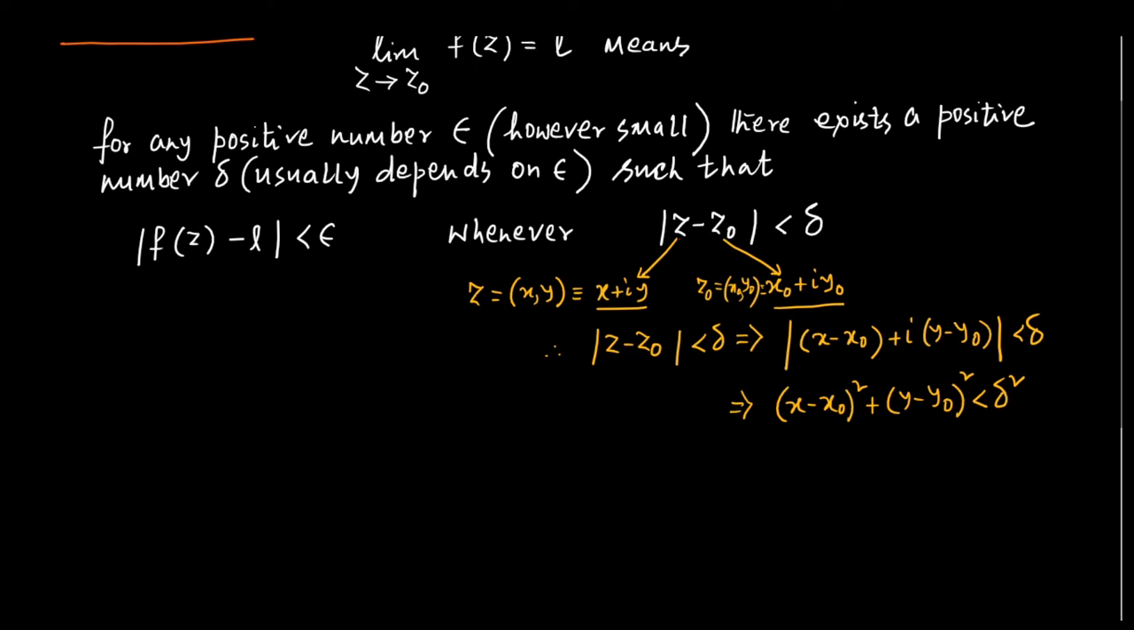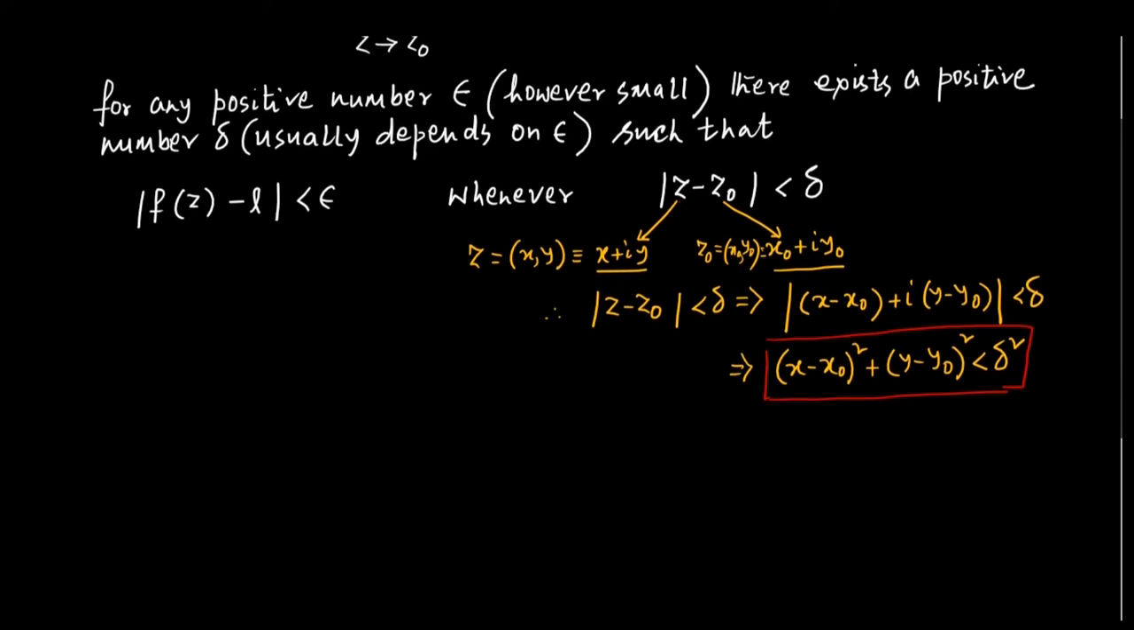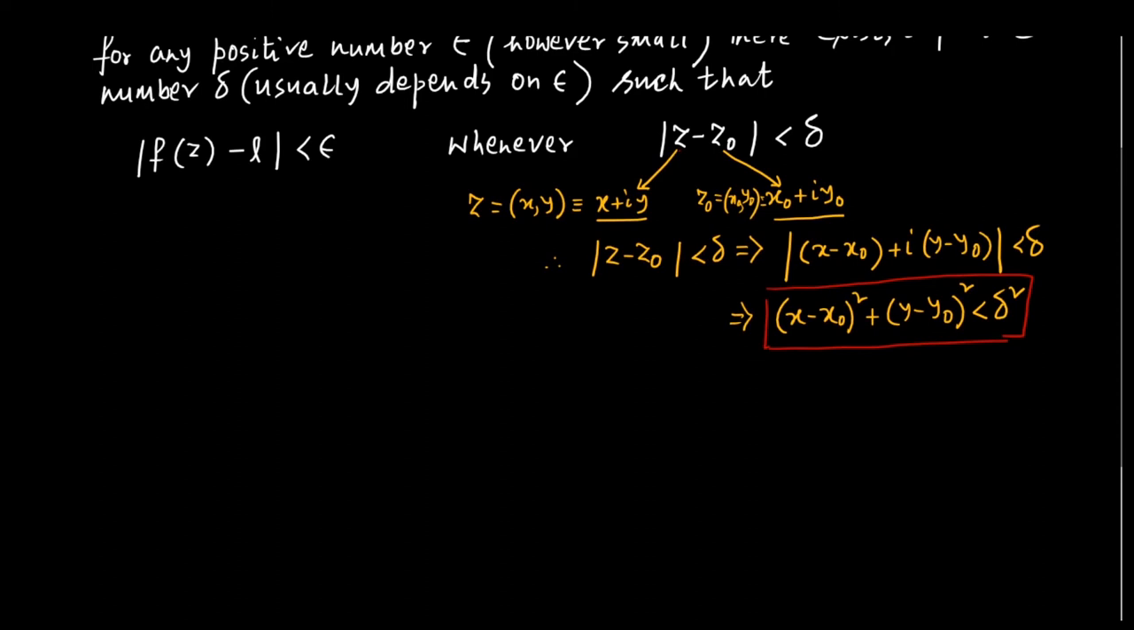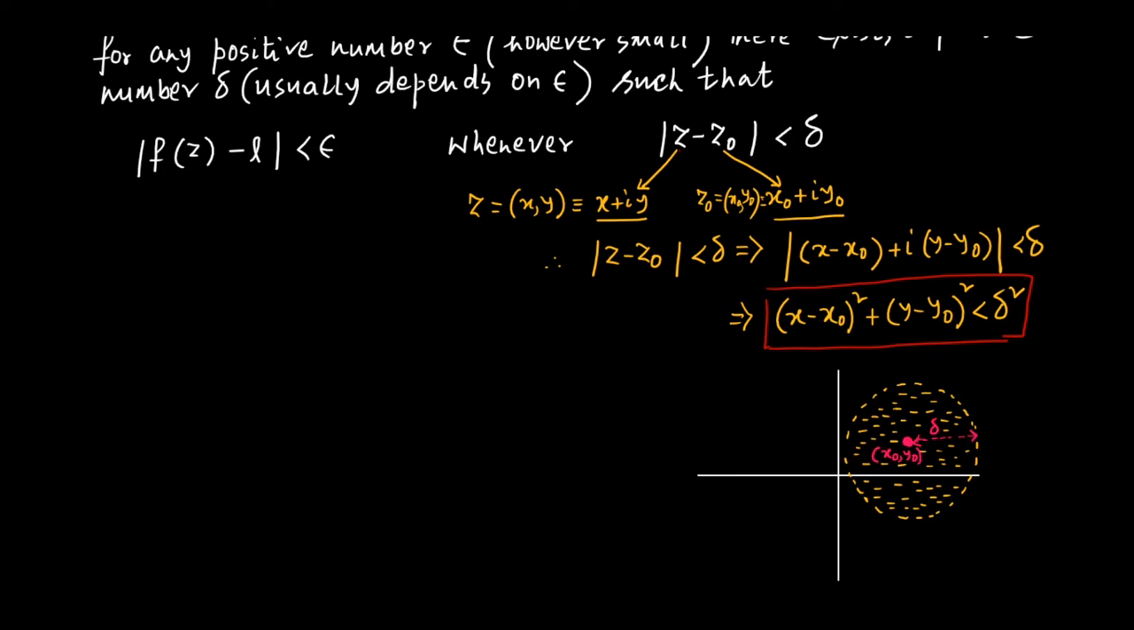Can you tell me geometrically what this inequality represents? Absolutely correct. This represents an open circular disk centered at (x0, y0) and radius delta. So that will look something like this. So the inequality represents an open circular disk like this, centered at (x0, y0) and radius delta.